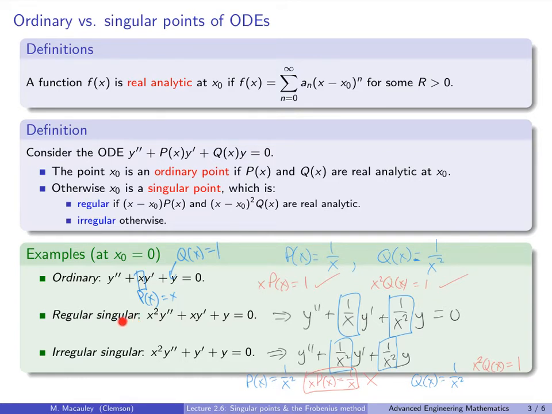Again, this is a singular point because these weren't defined at 0, but we can fix them and they are. This is an ordinary point because we never had a problem in the first place. Both of these p and q were defined at 0.